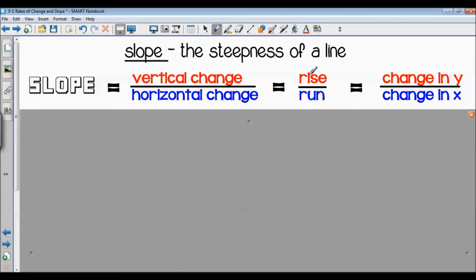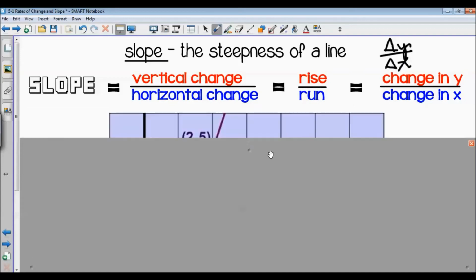You'll also hear this as the rise over the run. You rise up, and then you run side to side. And then finally, the change in y over change in x. You'll also see that written. Sometimes I'll have a delta, change in y over change in x. That delta means change, and we just write that because it's quicker to write than the word change.